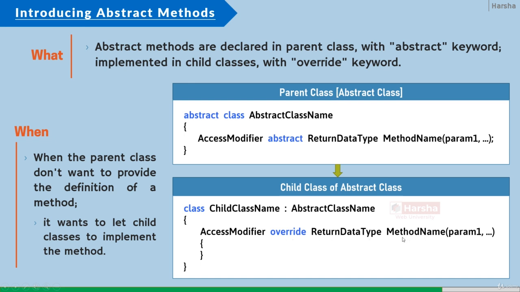While implementing the method in the child class, you must use the override keyword. Here, overriding doesn't mean extending the parent class, but in this case overriding means that we are following the method signature of the parent abstract method. That means the method name, parameters, and return type must be the same between the parent class method and the child class method. In case the method name, parameters, return type, or access modifier differs, it is not a valid implementation of the abstract method in the child class. In that case, you will get a compile time error.